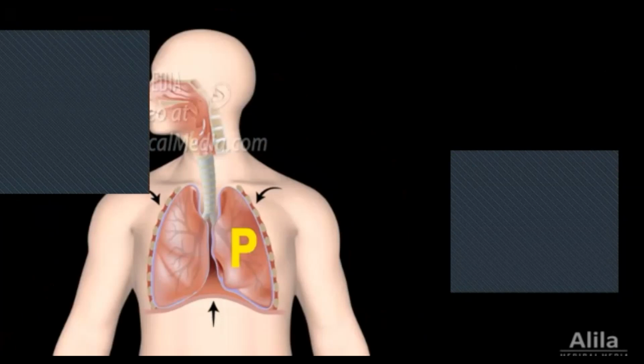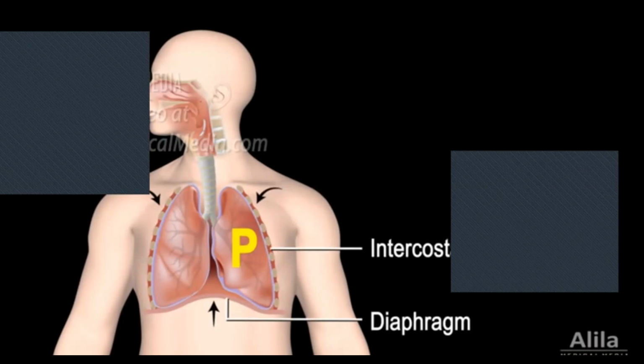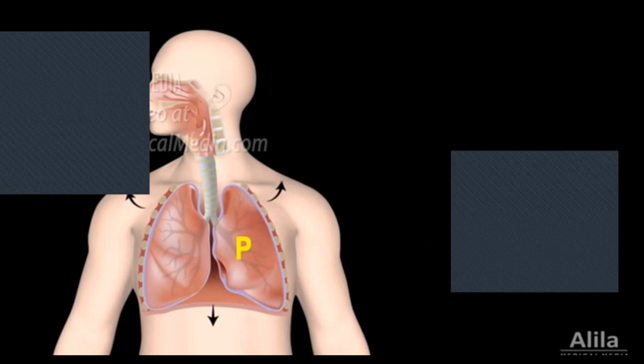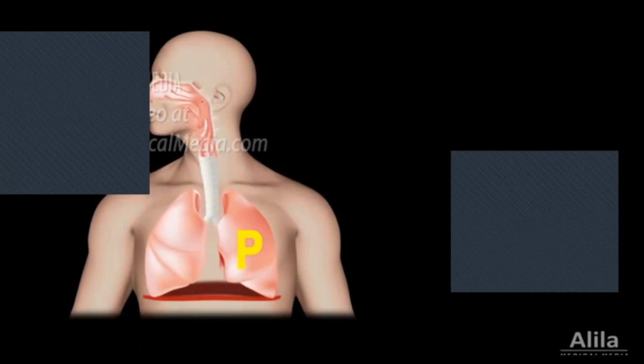Pulmonary ventilation is achieved by rhythmically changing the volume of the thoracic cavity. During inspiration, the diaphragm and the external intercostal muscles contract, expanding the thoracic cavity and the lungs. This increase in volume results in a decrease in pressure, causing outside air to flow in.